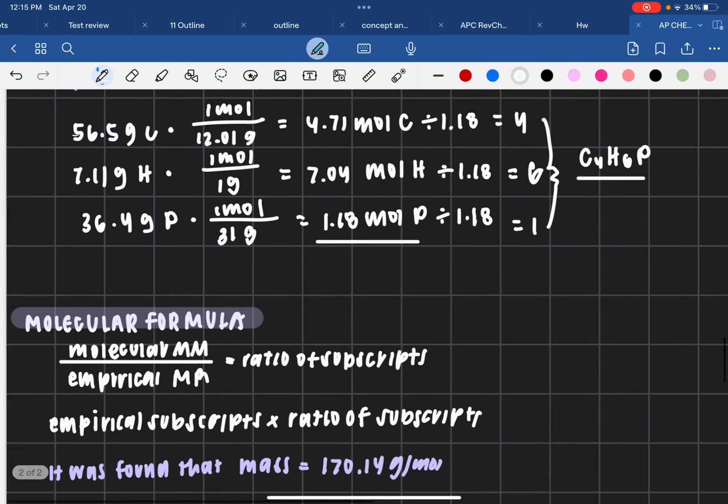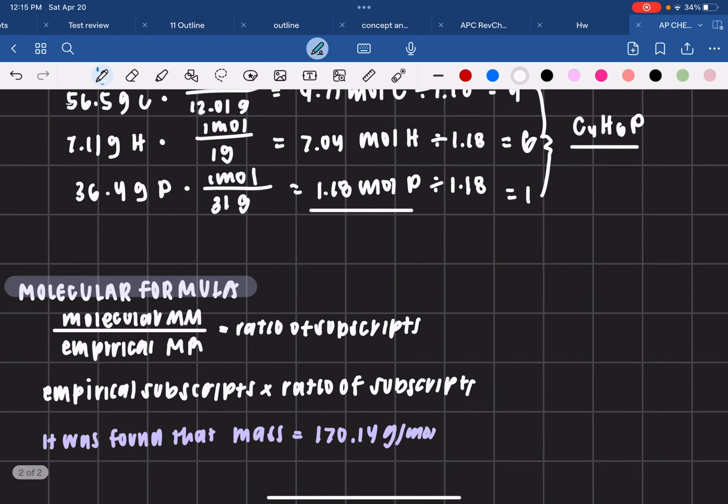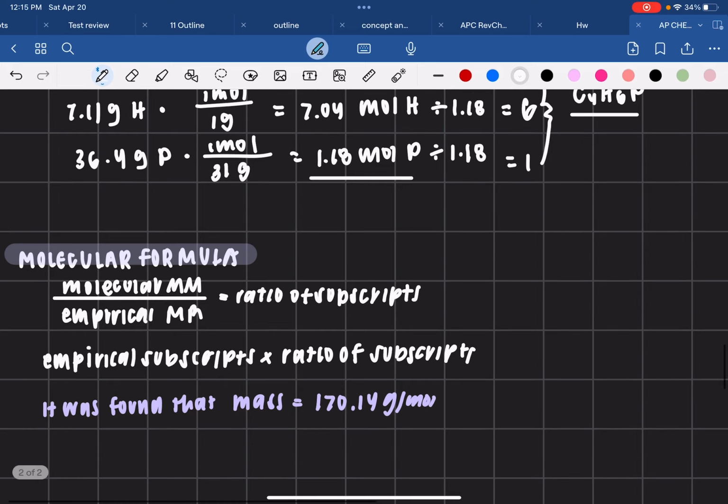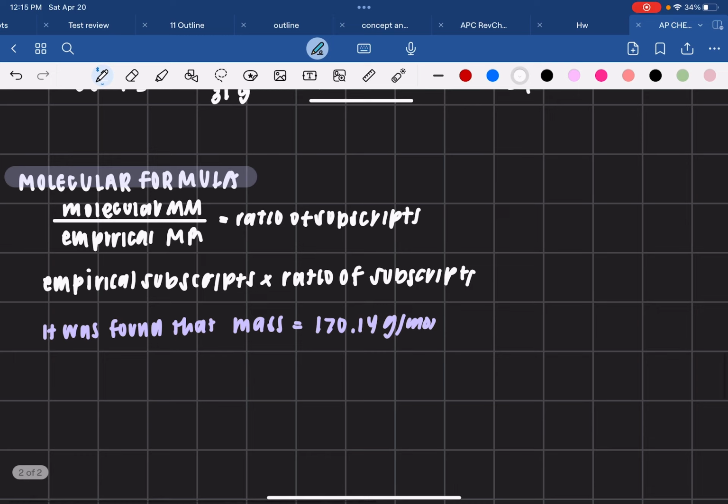Now, for molecular formula, the way you're going to get this is you're going to do the molecular molar mass over the empirical molar mass to get the ratio of the subscripts. Then you're going to times the empirical subscripts by the ratio. So let's do an example to make this simpler. It is found that the mass is equal to 170.14 grams per mole of this compound.